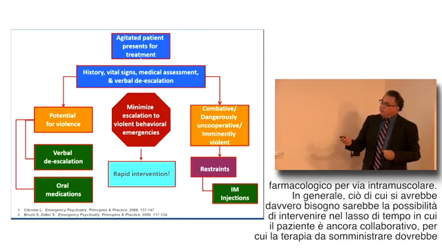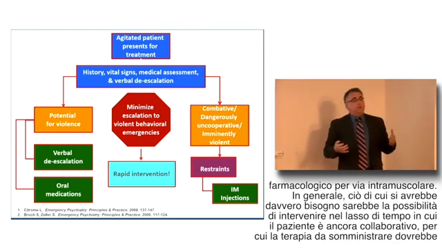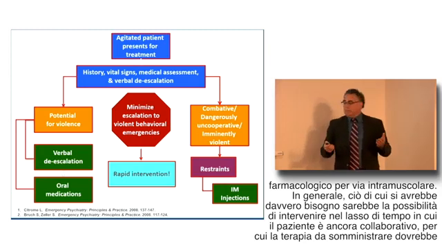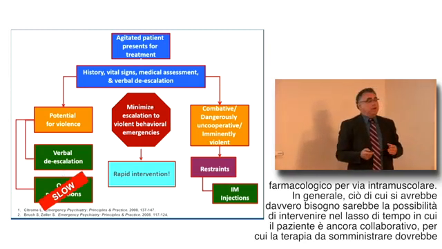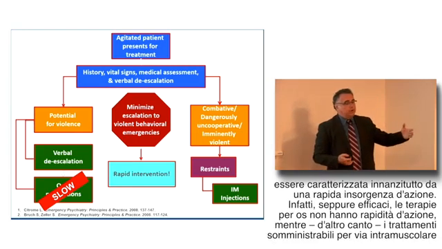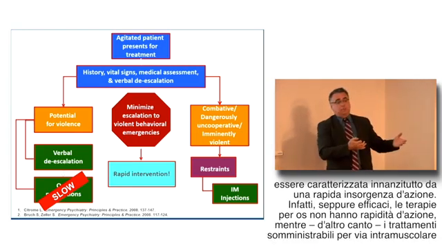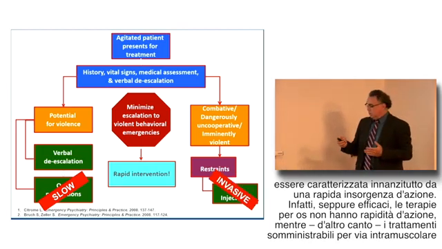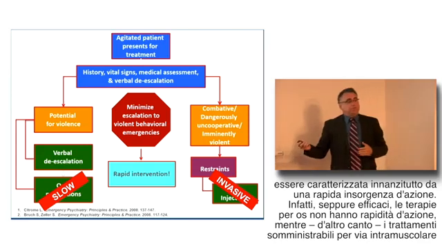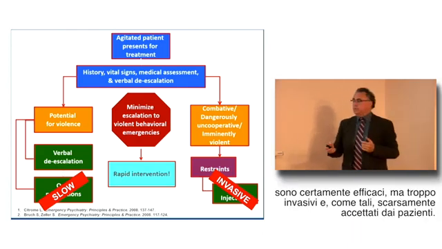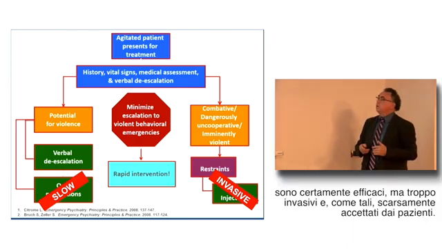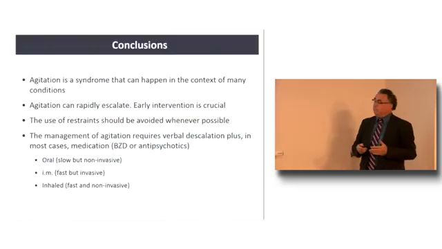But what you really want is to intervene at a point when the patient can still cooperate. And this is what you need: rapid intervention, because oral medications are too slow. Many patients, you give an oral and they get agitated in 10 minutes or 20 minutes, and the oral medication hasn't started to work. And the intramuscular is too invasive, and the restraints are too invasive, and the patients don't love us if we do that. They won't become our friends if we do that. They won't see us as good doctors, even though sometimes it's necessary.